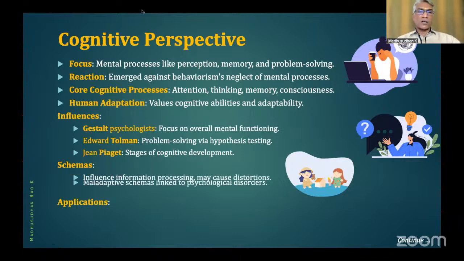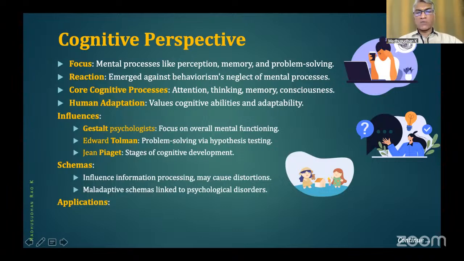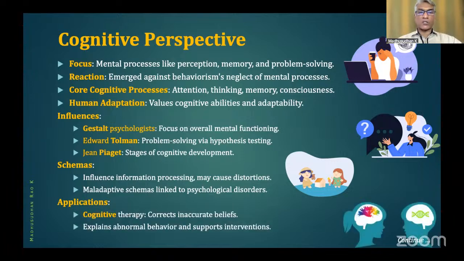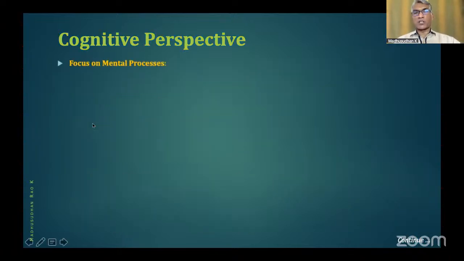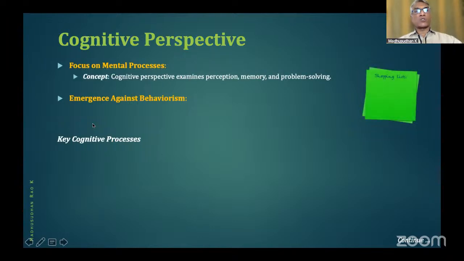So, what are the things involved in schemas? They influence information processing, may cause distortion, maladaptive schemas are linked to psychological disorders, and there are applications to CBT or cognitive therapy, that is, correcting inaccurate beliefs, explaining abnormal behavior and supporting interventions. The cognitive behavior perspective focuses on mental processes. What is the concept here? It says the cognitive perspective examines perception, memory, and problem solving. Then what are the emerging trends? Emergence. This is against behaviorism.